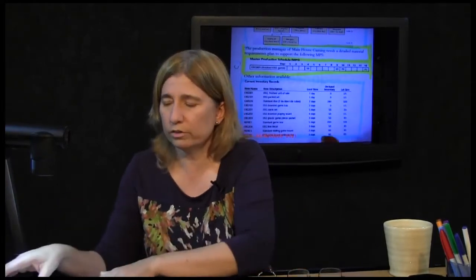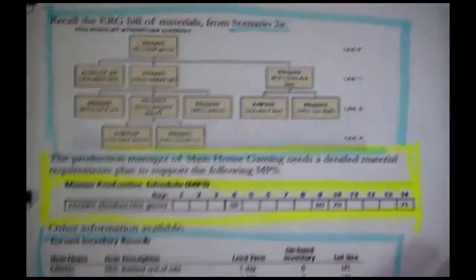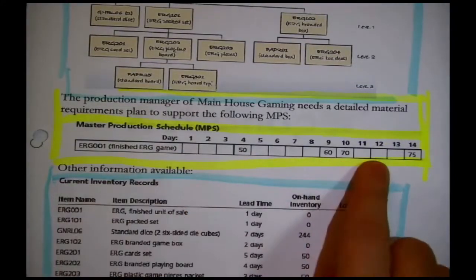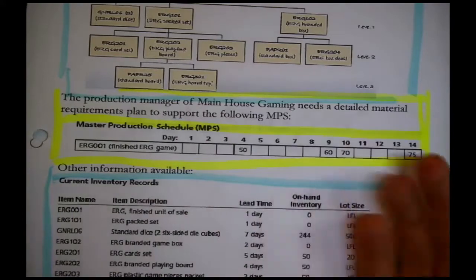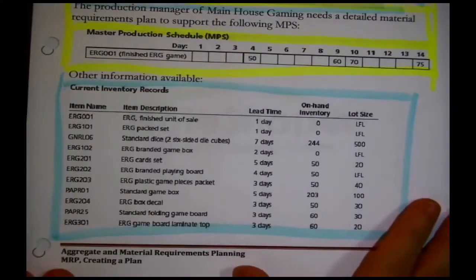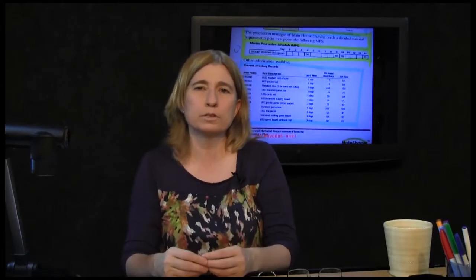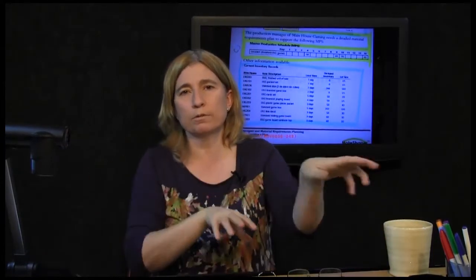What are these? The bill of materials tells you how you build what you build. The master production schedule tells you basically how much you want to build and by when you want to achieve this. And the current inventory records tell you, do you have any of this stuff right now? And if you don't, how long is it going to be before you can get some more? We need these 3 things, and if you were to set up an MRP system on a computer, these would be 3 information feeds.